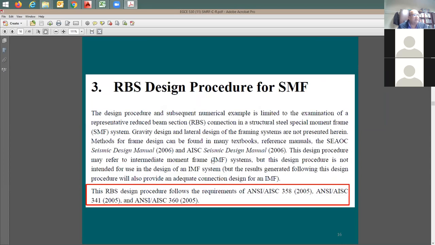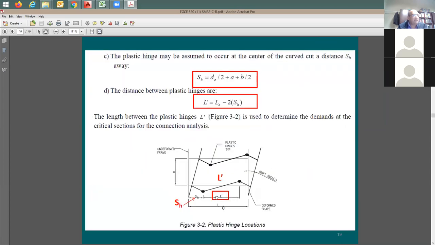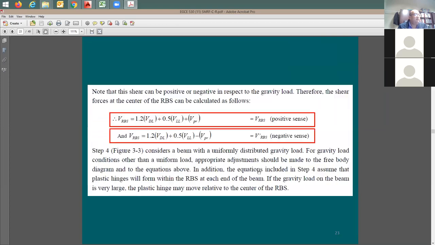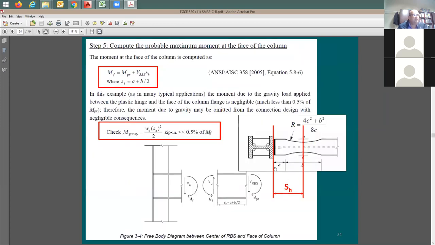L sub zero is going to be the length. If you guys remember, L dash or L sub zero here is going to be center to center, L dash from plastic edge to plastic edge. And the other S sub H is to figure out the moment at the face. And as you see here, the moment at the face is going to be the probable moment, the mechanism moment, plus the effect of this eccentricity. You take the probable shear multiplied by this distance plus the effect of a little bit of gravity loads from here to there.